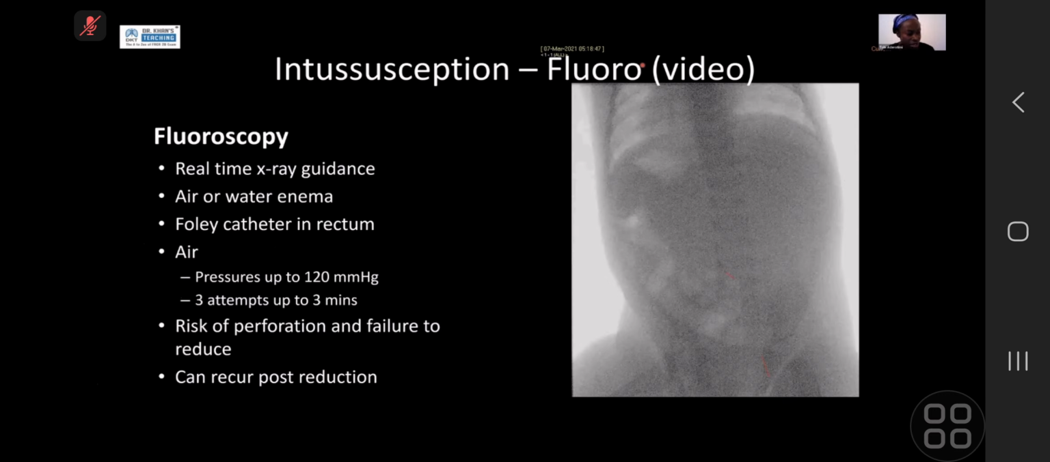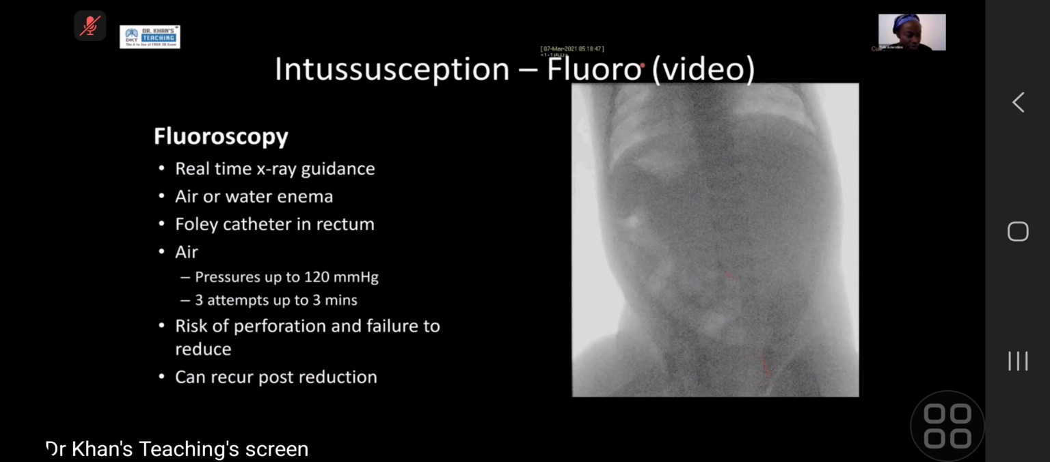You have to keep the catheter in the rectum, so you either put a finger against the catheter at the anal verge, or you can inflate the balloon with a small amount of water, and then you insufflate the bowel with your air generating machine, whatever that is. And we normally do 3 attempts up to 3 minutes.